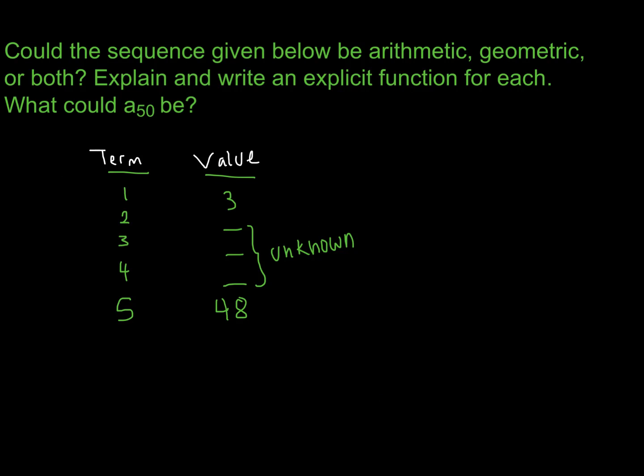So here, I have a sequence where there are some unknown values. So could the sequence be arithmetic? Could it be geometric? Could it be both? Explain and write out an explicit function for each. And then using the explicit function or functions that you found, try and find the 50th term.